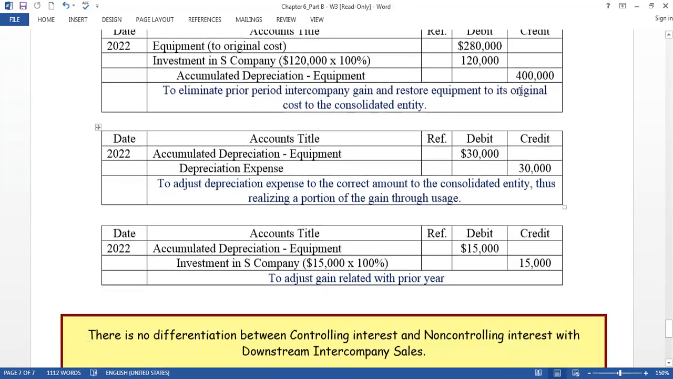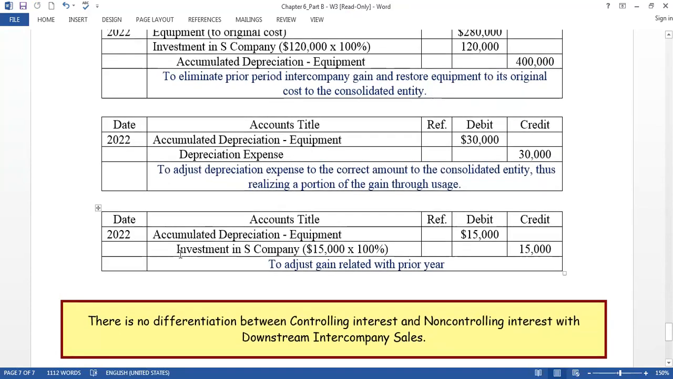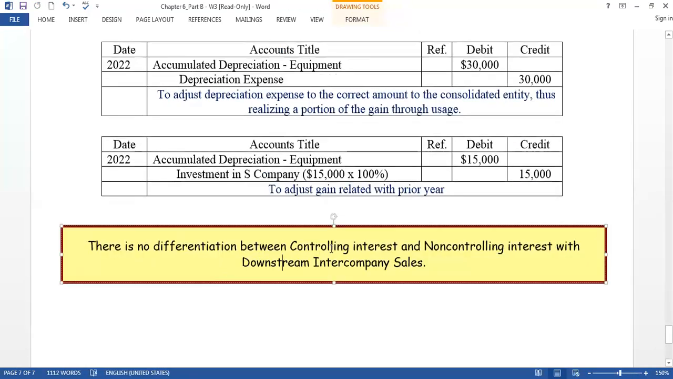Again, for the complete equity method, everything is similar, we just use investment in subsidiary. So there is no difference between controlling interest and non-controlling interest with downstream intercompany sales. There is no difference if it is downstream. That means we don't have any NCI.